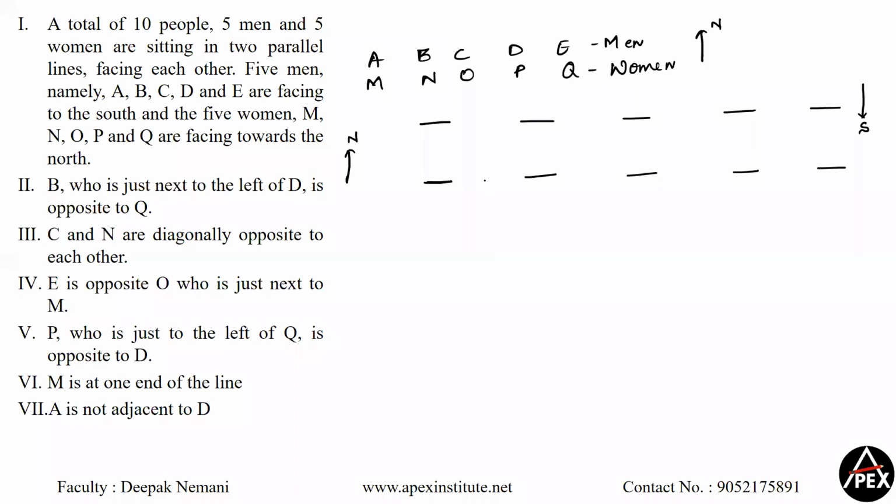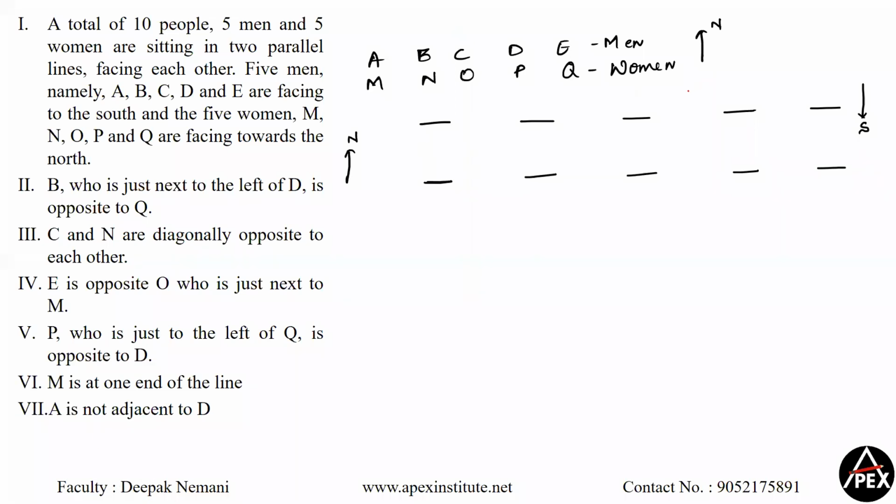Clear, guys? Now, B, who is just next to the left of D, is opposite Q. C and N are diagonally opposite to each other. E is opposite O, who is just next to M. P is opposite D. M is at one end of the line. A is not adjacent to D. So these are the additional statements that we are given. Which statement should I consider first?